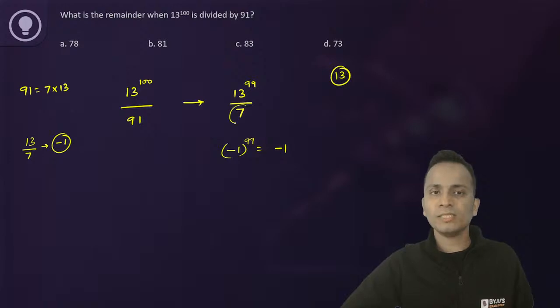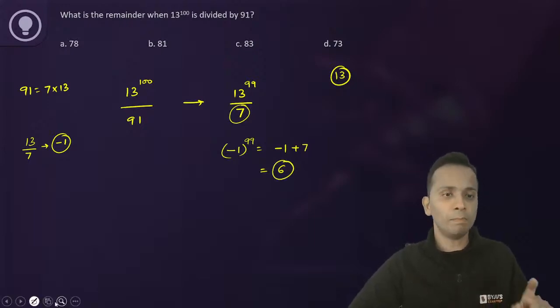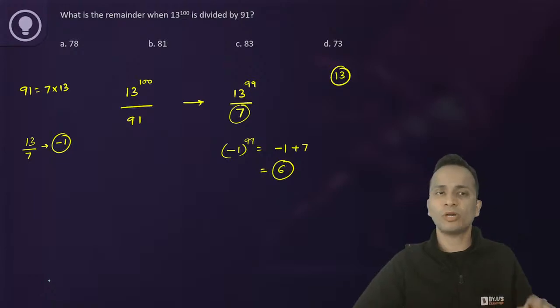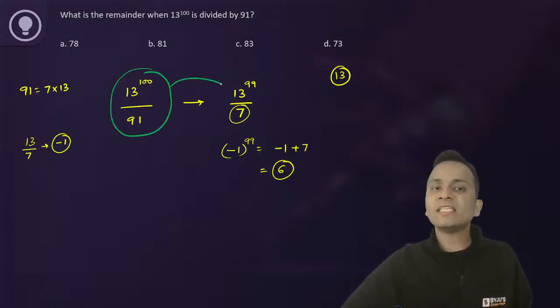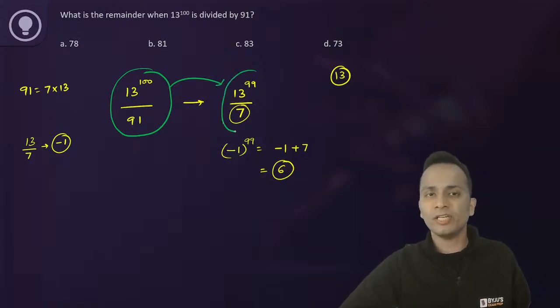Now, since 7 was the denominator, to make the negative positive I'll add 7 to this and the remainder will be 6. So I can say that 13 raised to the power 99 when divided by 7, the remainder will be 6. But now comes the most important part. Original question was this. I have cancelled out 13 to make it this. And the remainder of this part was 6.